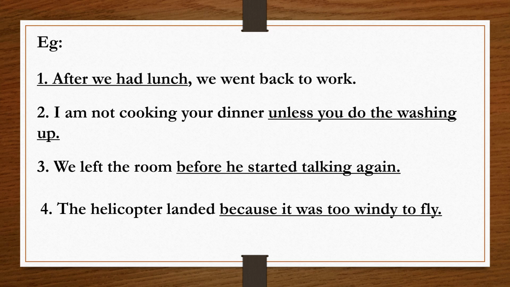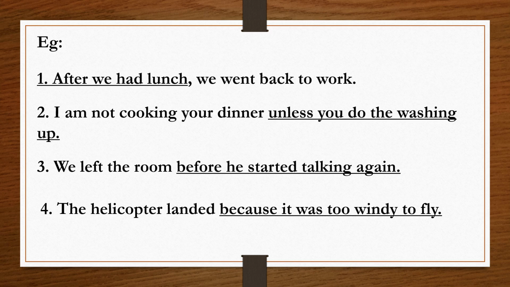The third sentence: We left the room before he started talking again. The group of words "before he started talking again" begins with the subordinating conjunction "before". This group of words doesn't stand alone and complete its meaning.